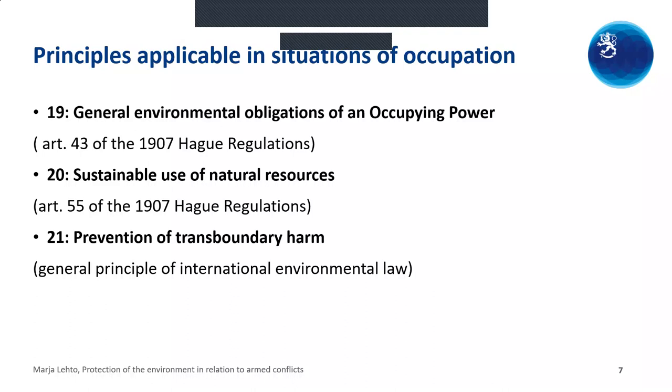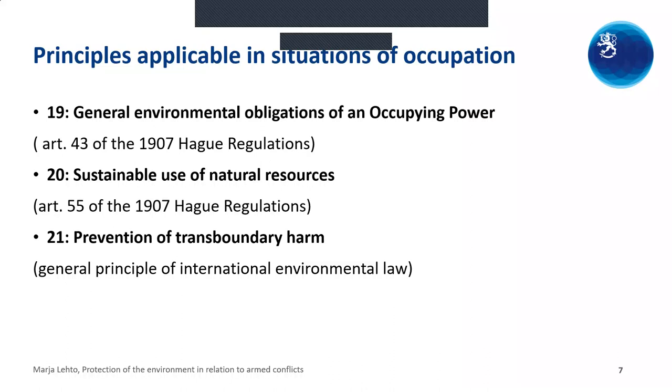Principle 20 states that an occupying power, when it is legally permitted to do so, and obviously as a temporary authority, can only exploit the natural resources within certain limits. When doing so, it must administer and use the natural resources of the occupied territory in a way that ensures their sustainable use and minimizes environmental harm.